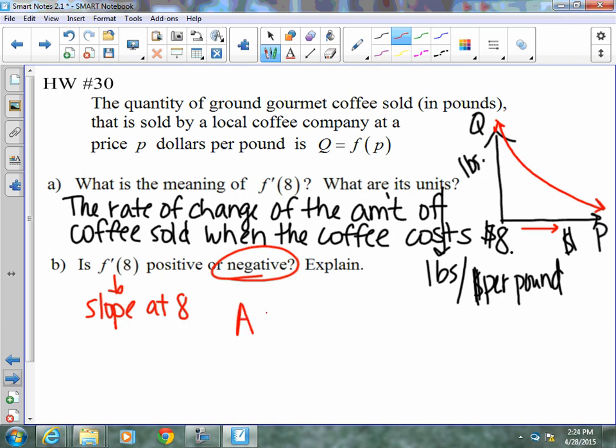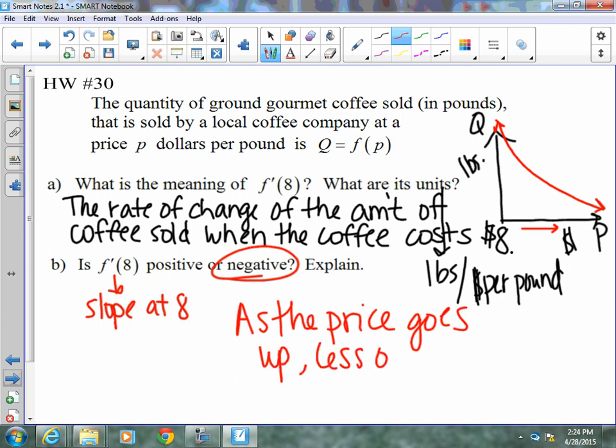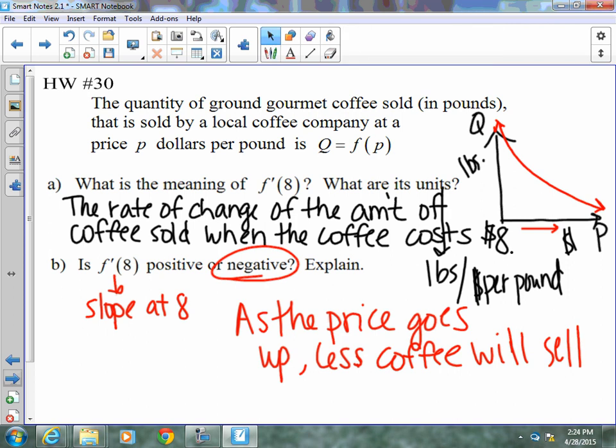as the price goes up, less coffee will sell. When price goes up, some people don't want to buy it. I'm not going to pay that much for coffee, so they don't buy it instead of buying it.